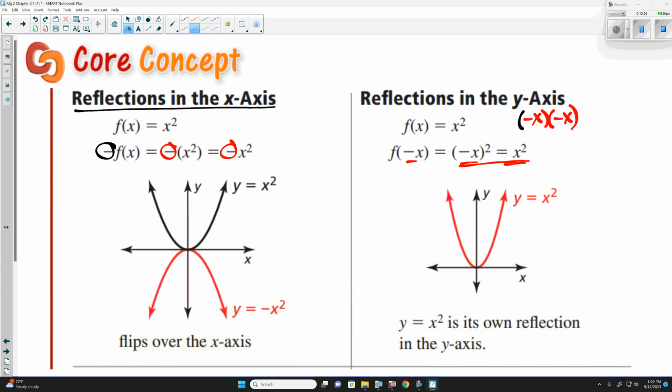Negative x times negative x. Well, a negative times a negative is a positive, and x times x gives us x squared. Yes, this is true. And the reason this works is because we're reflecting it across the y-axis. So every point on the left of the graph is now on the right, and every point on the right is now on the left.